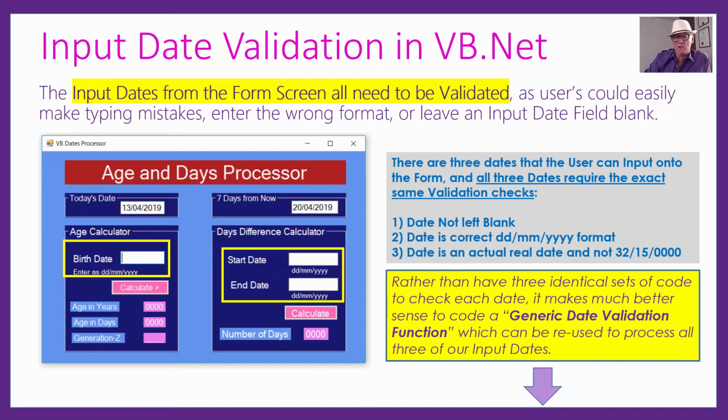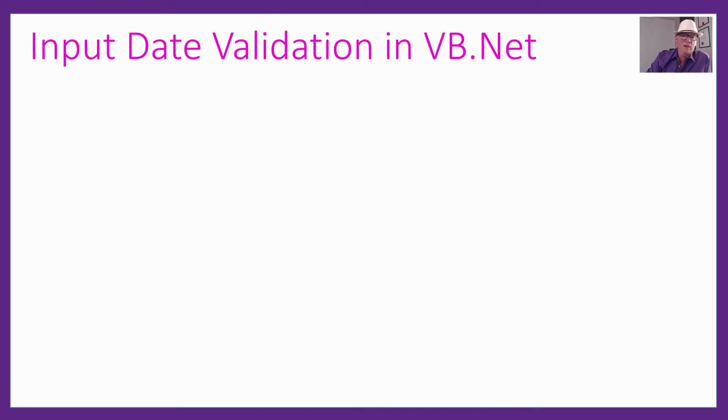So what we're going to do is write one function that we can call each time we're doing one of those dates, and the function will always check, okay, for that date that the function's been given, is it blank? Does it have the slashes? Is it a real date or not?